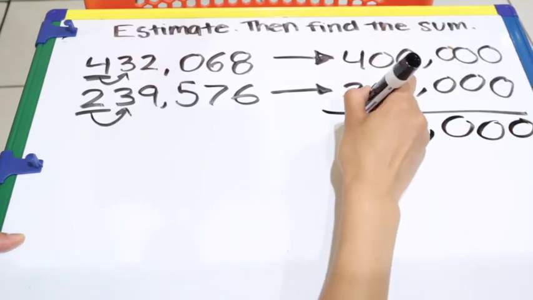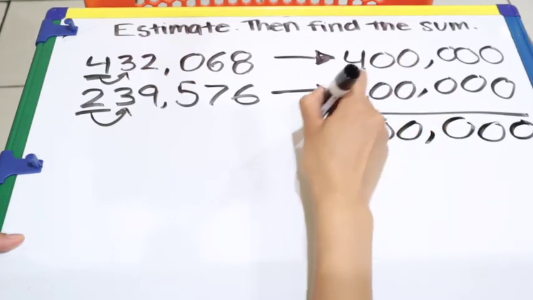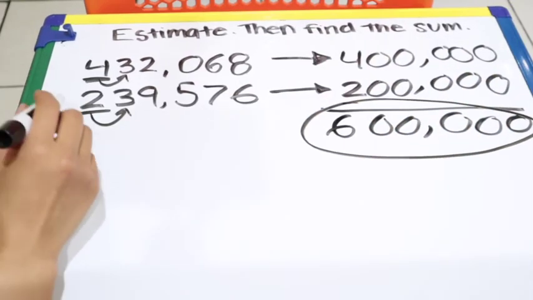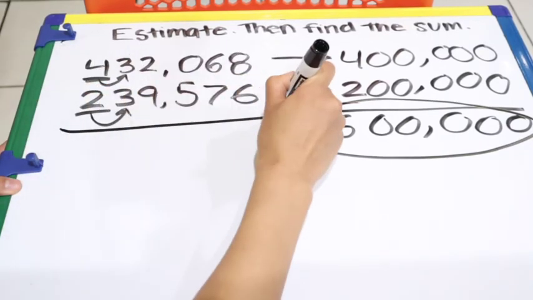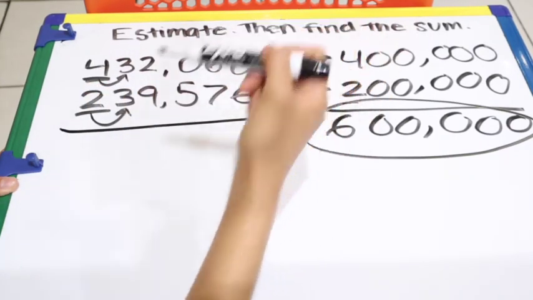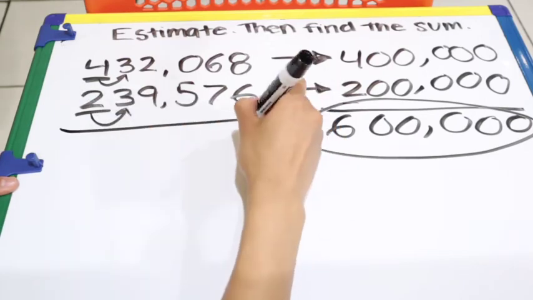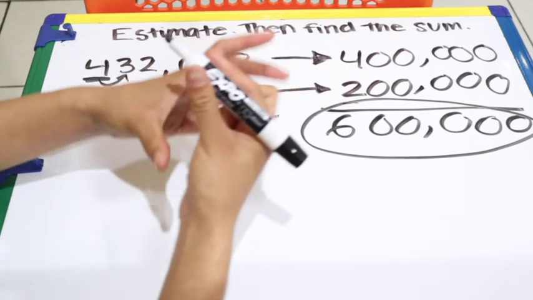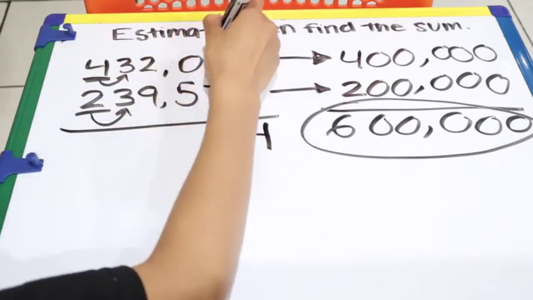4 plus 2 is 6. Our estimated number is 600,000. Now we can find the sum. 6 plus 8 is 14. So I can keep 4 ones right here, but I have to bundle that group of 10 and put them on top right over here.